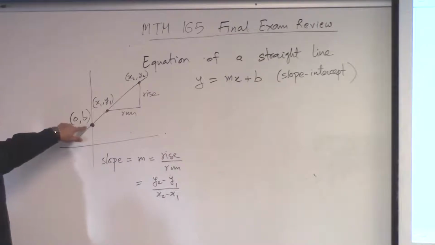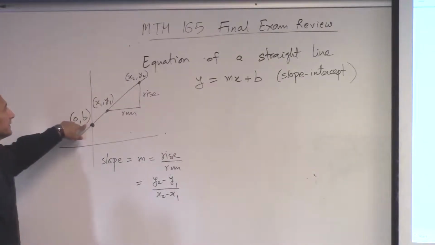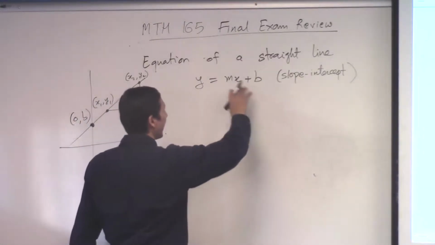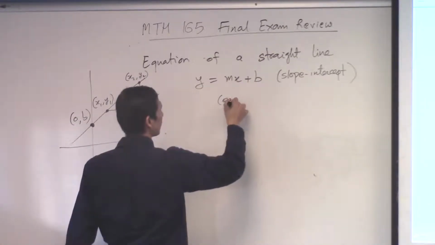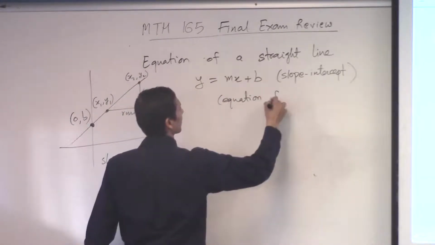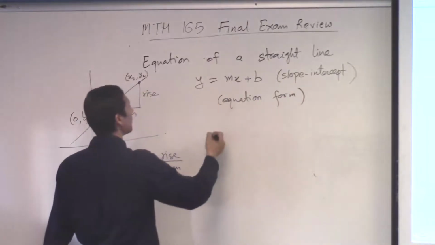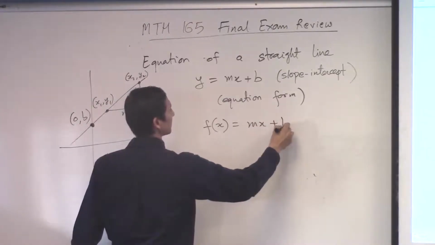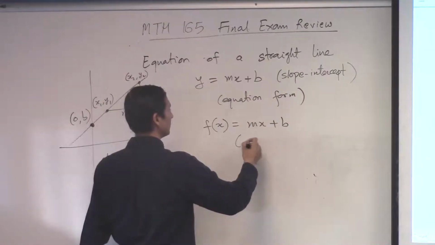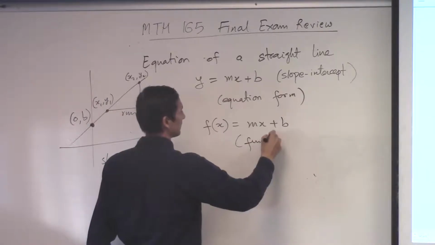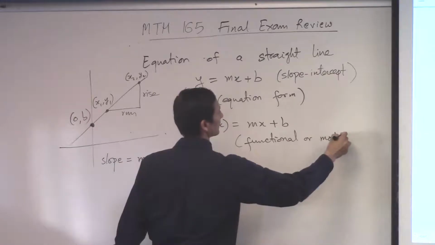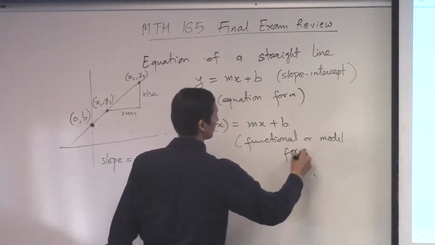In addition, if you also know the y-intercept of the line, then you can find the equation of the line in this way. This is an equation form, right? And when we replace this y by f of x, then this is a linear model. This is now the functional or model form.